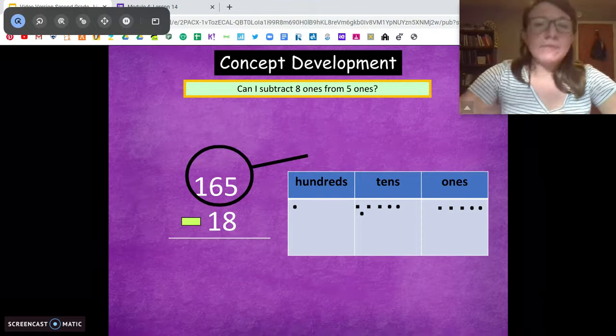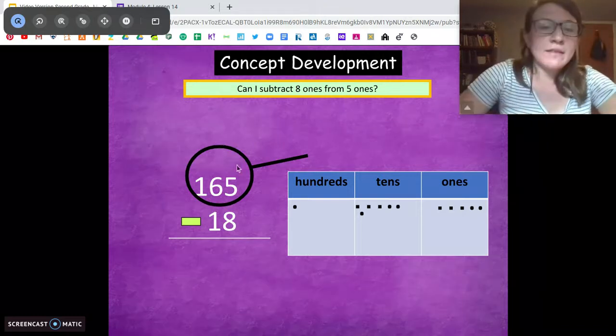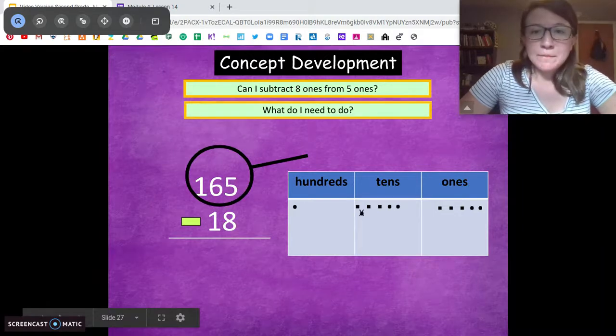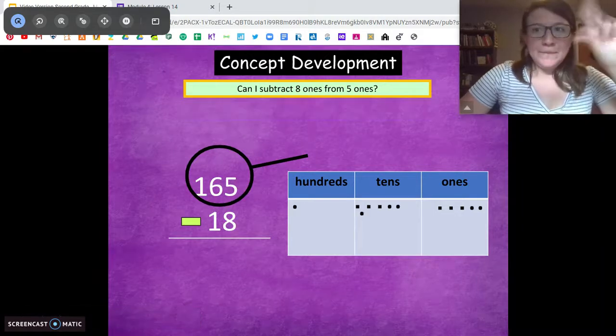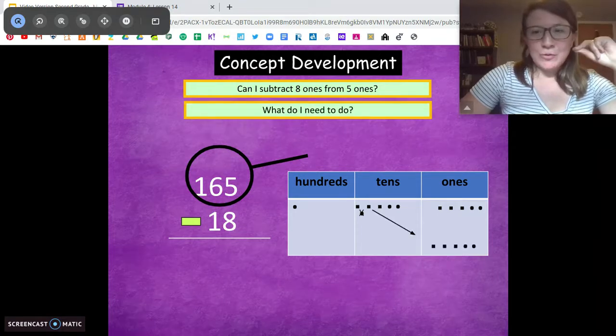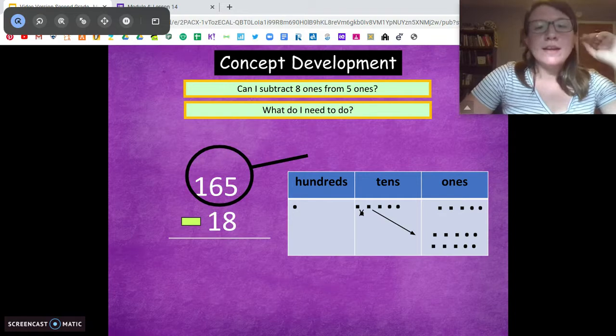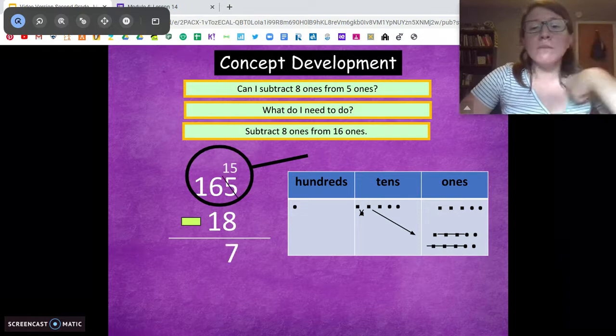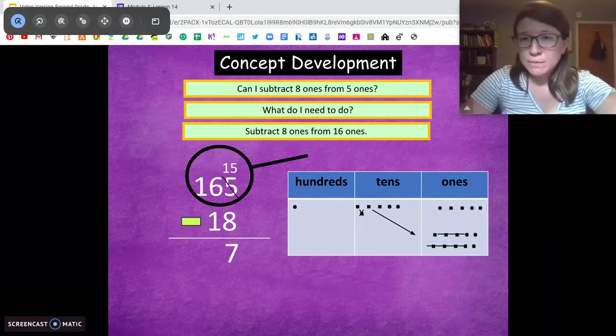Good? Okay, first step, we look at our whole with our magnifying glass. We need to subtract 8 ones from 5 ones. Can we do that? So what do we need to do? Cross and move, right? Okay, now we have 6, nope, we should have 15 ones, but that's fine. We're going to move them over, and we get 7. Cross them off and move them over.